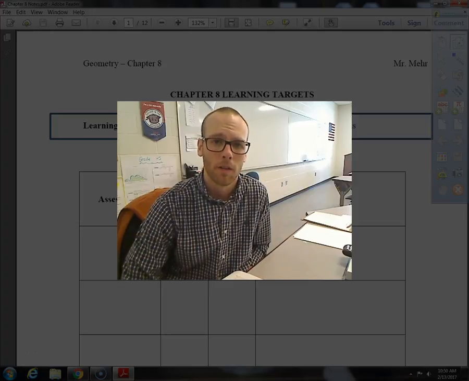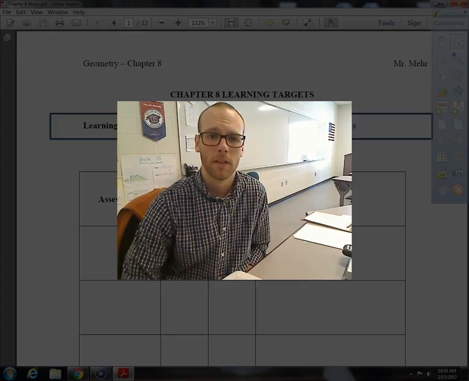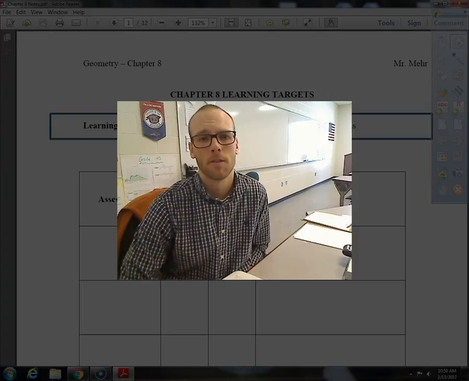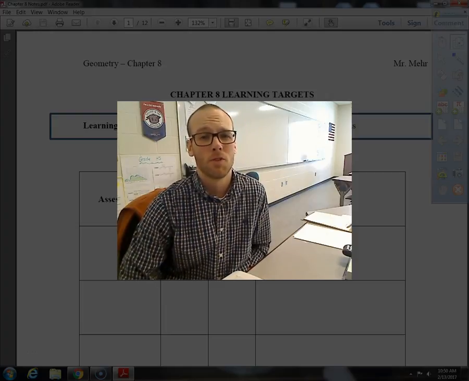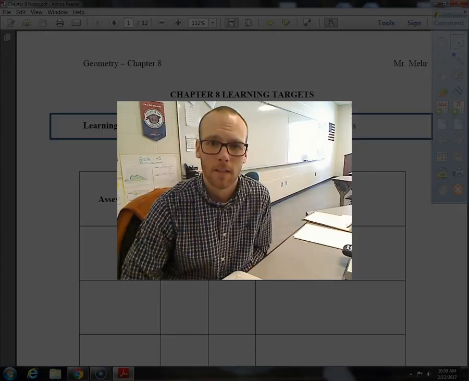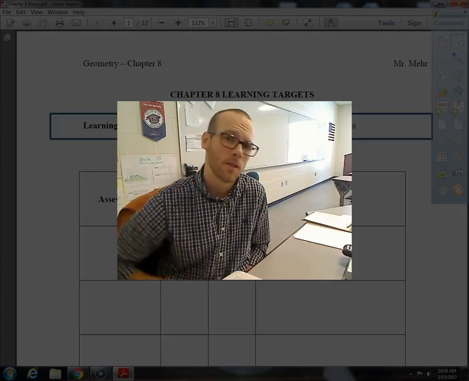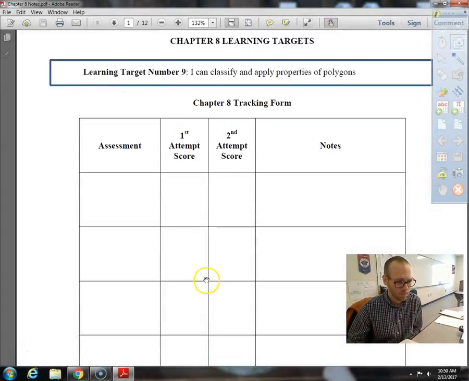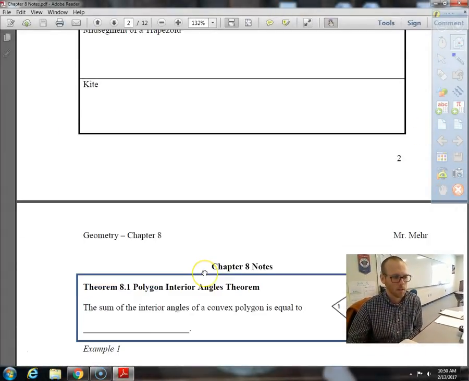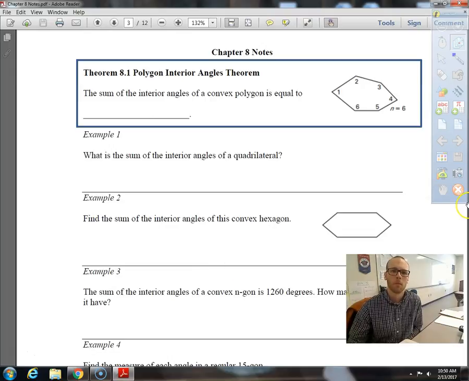We're going to look particularly at the angles formed on both the interior and exterior of the polygon. Hopefully you've just successfully completed an activity where you've learned about the interior angles in a polygon, and that's where we're going to start today. So we can slide right on down here to theorem 8.1, our first theorem of chapter 8.